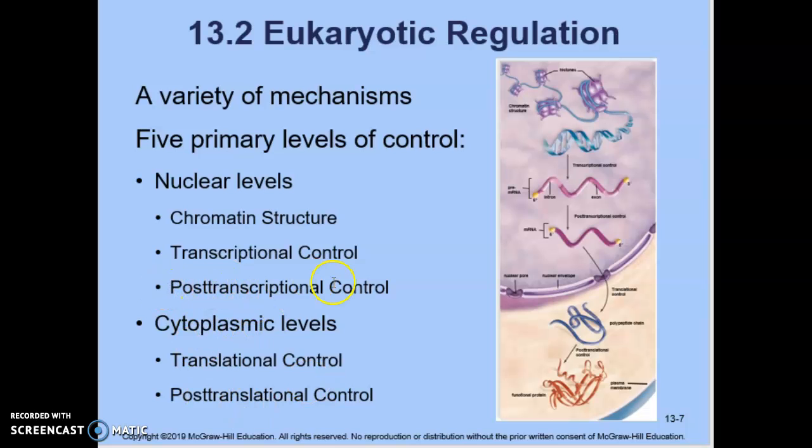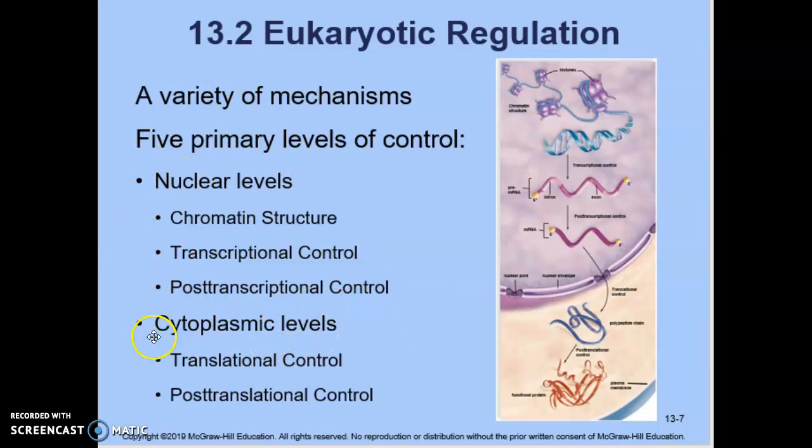And then there's post-transcriptional control. Once that RNA polymerase has made the pre-mRNA, is it going to be turned into a mature mRNA that is able to leave the nuclear membrane? That's where post-transcriptional control takes place. And you can tell from the name, post meaning after transcription. So this is a control during transcription, and this is a control after transcription. But it's all still within the nucleus.